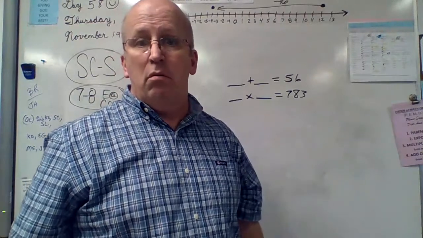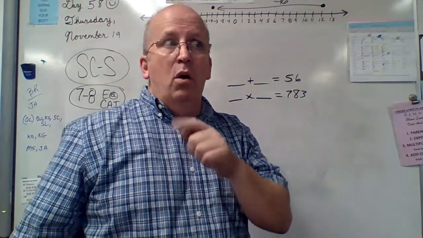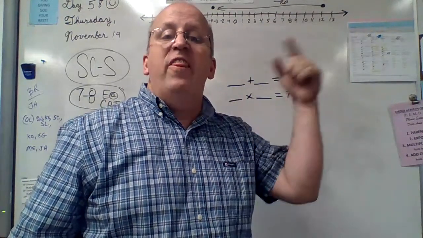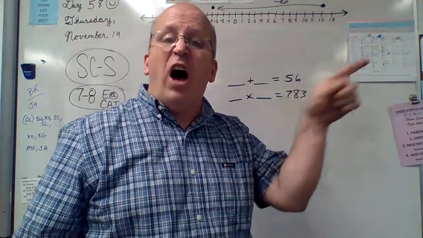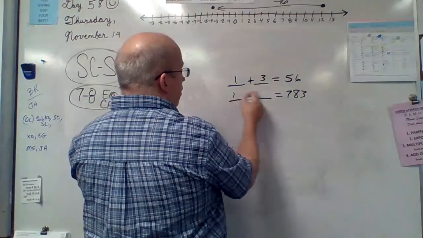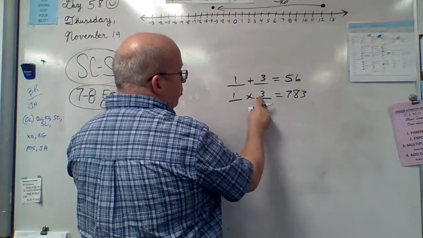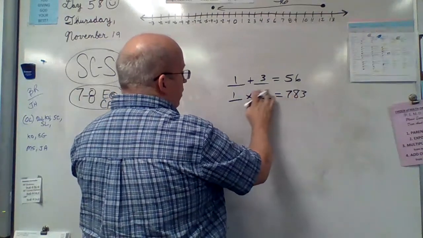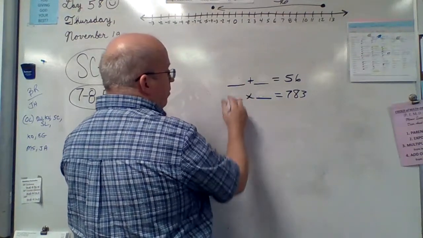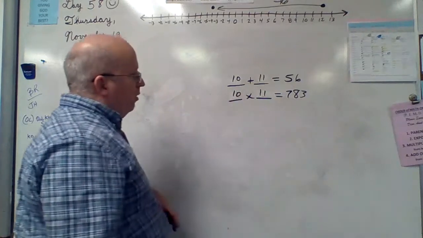Let's see what happens. Now, they have to be consecutive odd numbers, like 1 and then 3, or 5 and then 7. So just for the fun of it, let's try 1 and 3. 1 plus 3 is 4, that's not even close. 1 times 3 is 3, that's not even close. 1 and 3 don't work at all. Let's pick some larger consecutive numbers. How about 10 and 11? Does that work?